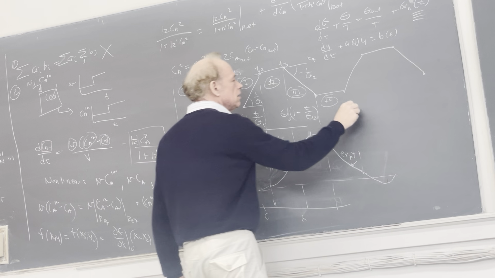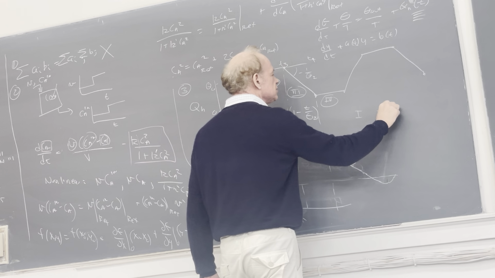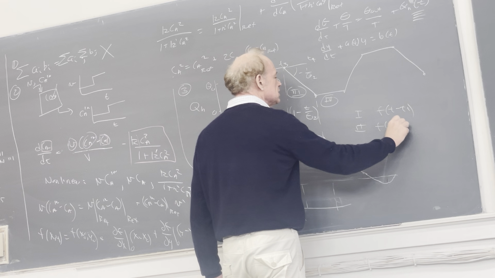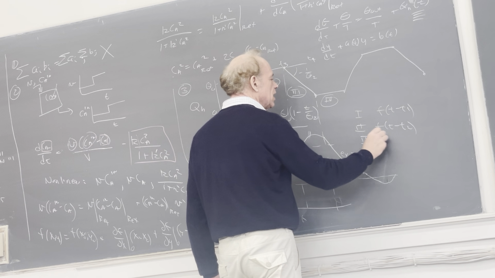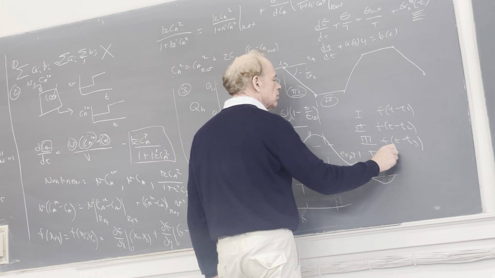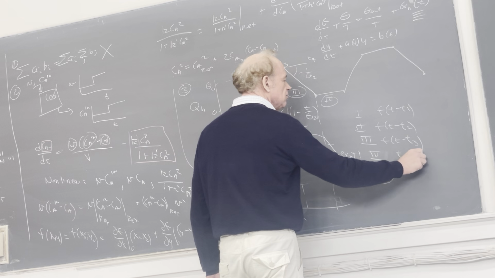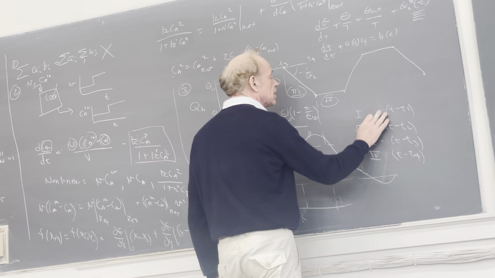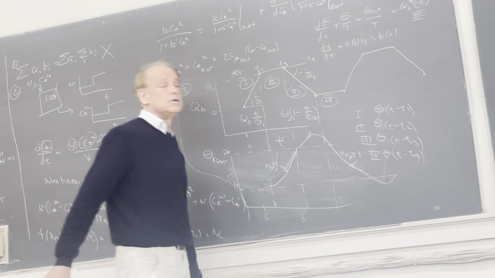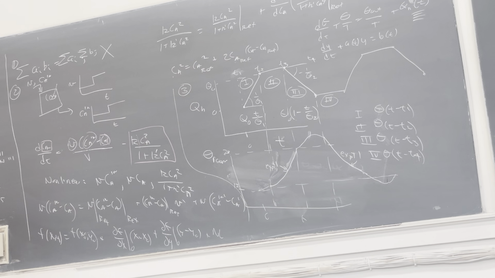in region 1, everything is a function of T minus T1. In region 2, everything is a function of T minus T2. In region 3, everything's a function of T minus T3. And in region 4, everything's a function of T minus T4. And when I say everything, I mean theta. The temperature is a function of those quantities.